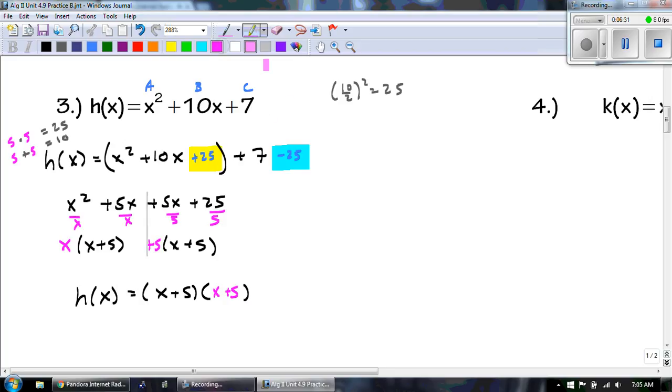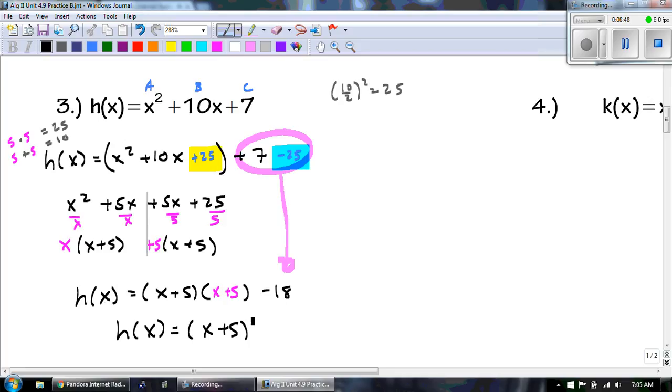And then once again, we don't want you to forget, 7 minus 25 is negative 18. So our final answer, h of x equals x plus 5 quantity squared minus 18.